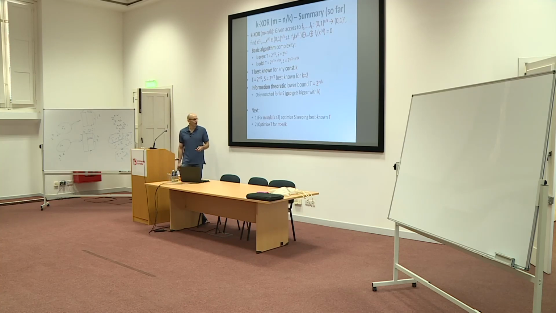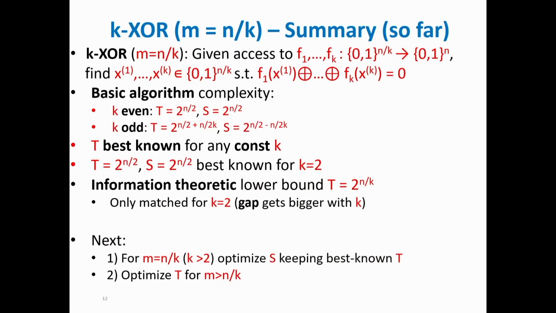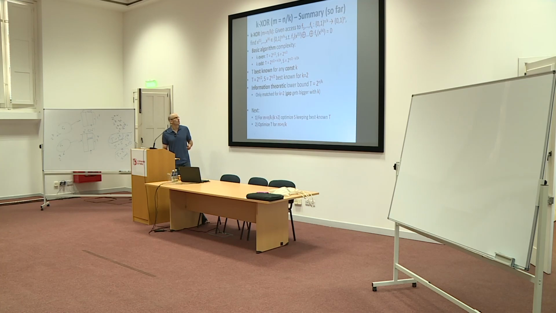That's one thing that I'll talk about. And the second thing is to optimize the time complexity when m is larger than n over k, so the expected number of solutions is actually larger than 1. In this case, you can optimize the time complexity better than the complexities obtained by the basic algorithm.